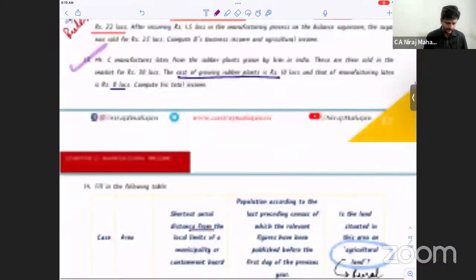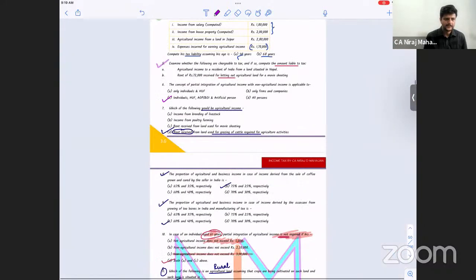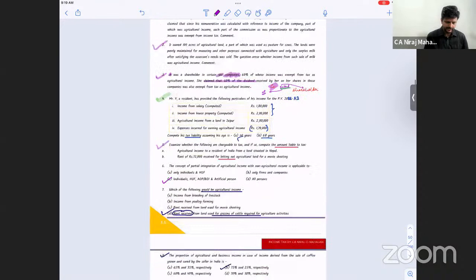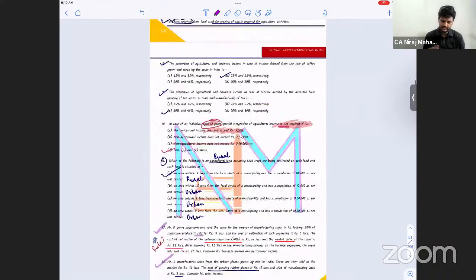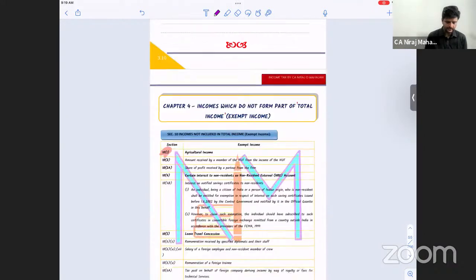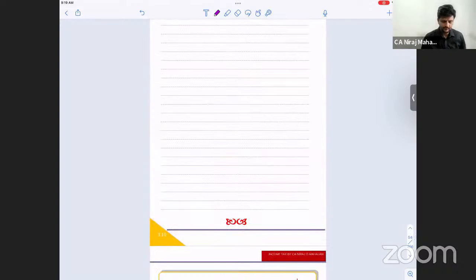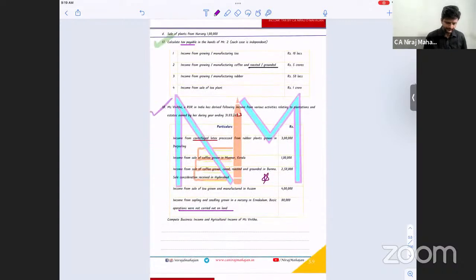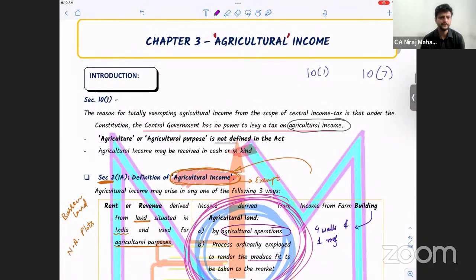Okay, everybody done all the questions? Farming is tough. Farming can be tough. Nursery, maybe it is a good business. All right. Okay, everybody. So chapter number 3, agricultural income, is now over. All right. We'll start with the new chapter then.